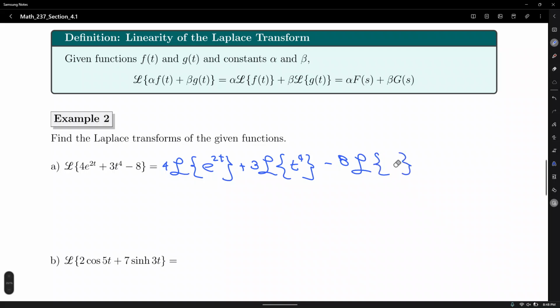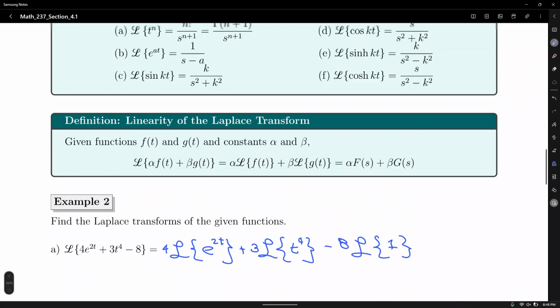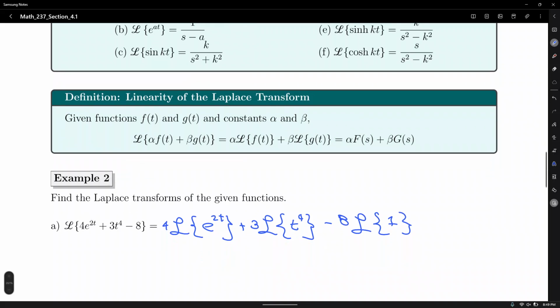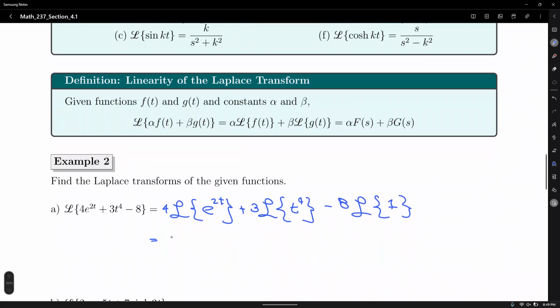This will be using the formula: the Laplace transform of e to the at is 1 over s minus a. So if you're given 2, change the sign to the opposite sign. This will be equal to 4 times the Laplace transform of e to the 2t, which is 1 over s minus 2, plus 3 times the Laplace transform of t to the 4th power, that is, in this case, 3 times 4 factorial over s to the 4 plus 1, minus 8 times the Laplace transform of 1, which is 1 over s.